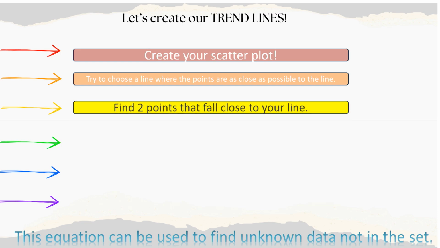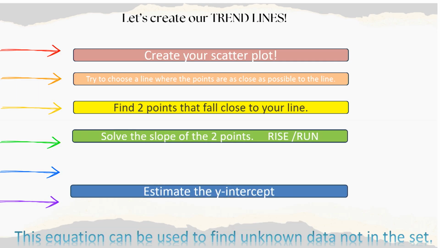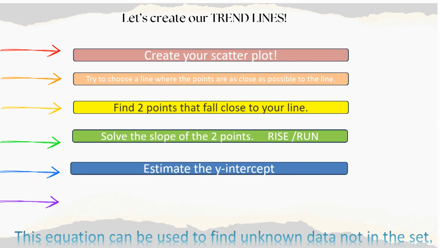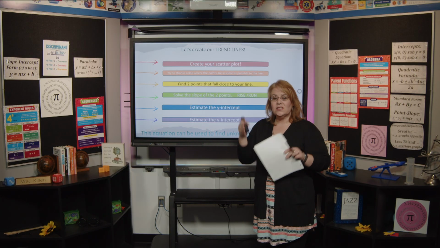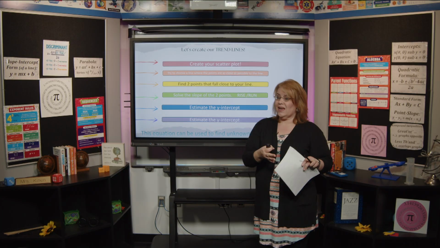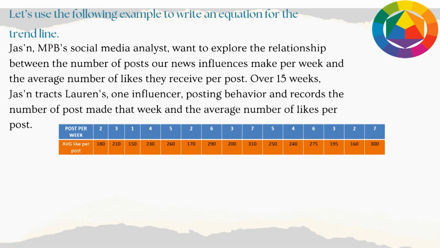Next, to find your slope, you're going to use two points that fall closest to your line. You want to solve for your slope, which is rise over run. You're going to estimate the y-intercept. Sometimes it'll be extremely easy to find that y-intercept, sometimes it won't. And then, you want to estimate if you cannot find exactly what it is. So you're either figuring out exactly what it is or you're estimating. That's why I have it up here twice, because it's very important that you either use the technology or find it exactly. You may have to estimate some. This equation can be used to find unknown data not in the set.